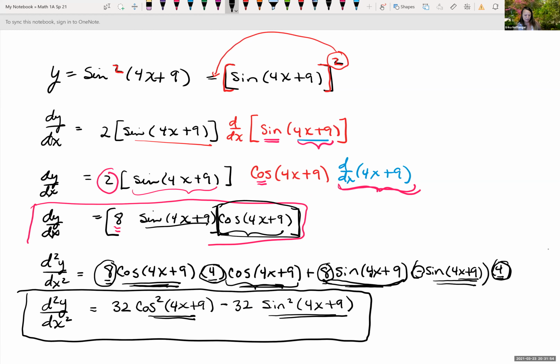If that had been a plus in between, we could have used our rule of cosine squared theta plus sine squared theta is 1, but that minus is there instead of a plus. And that would have given us 32.